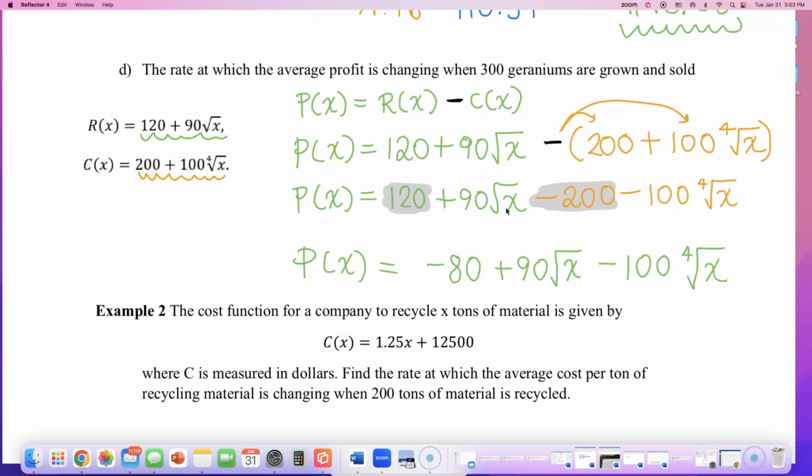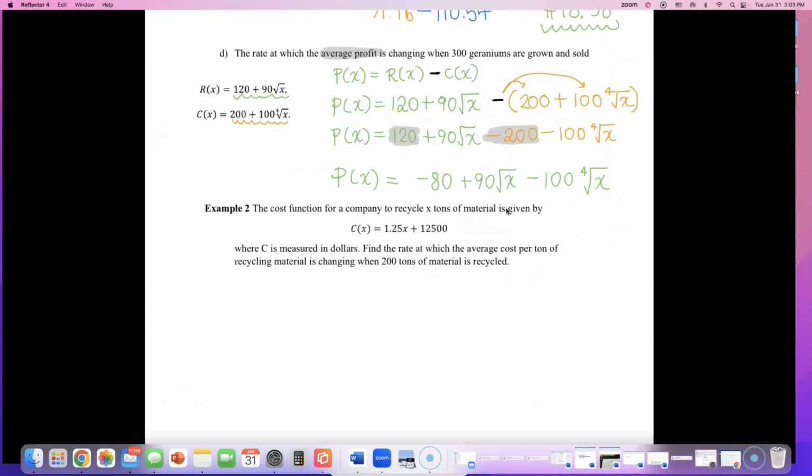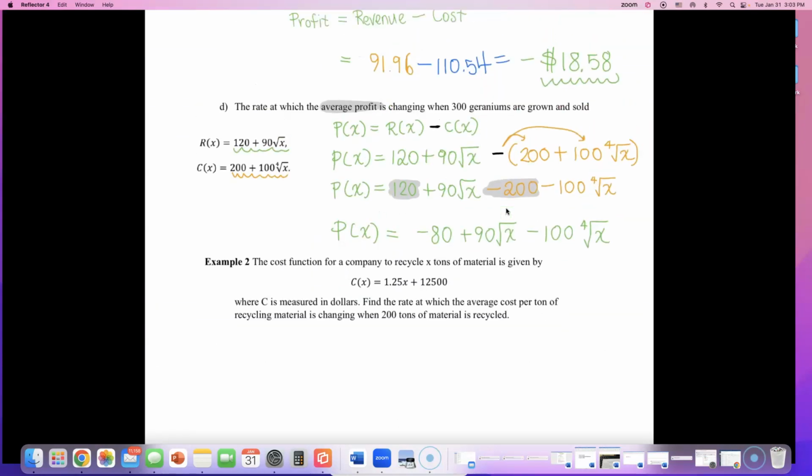Now they're talking about average profit function, right? So let me put a little sticky on top of example 2 because I'm going to need a lot of room for this. Or maybe I'll just move my work down, okay? I'll move my work down. This one is going to take me a whole page. Okay, give me 1 second. I'll copy this and paste it down here, okay?